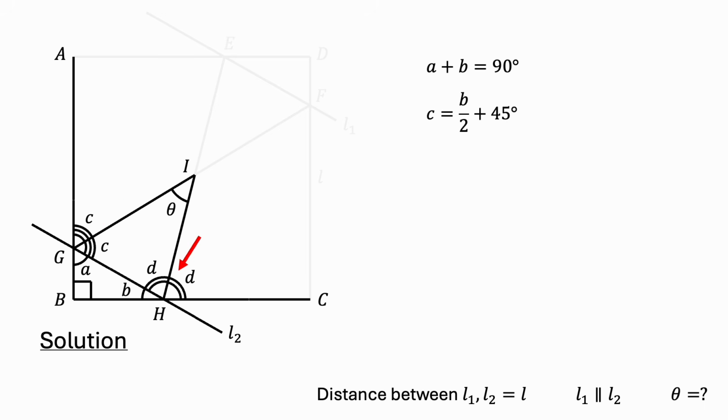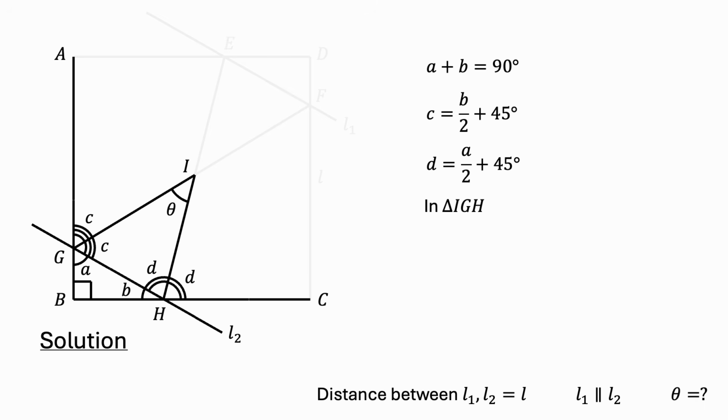Similarly, angle GHC is an exterior angle of triangle GBH. By the exterior angle theorem, 2D equals A plus 90 degrees, and so D equals A over 2 plus 45 degrees.